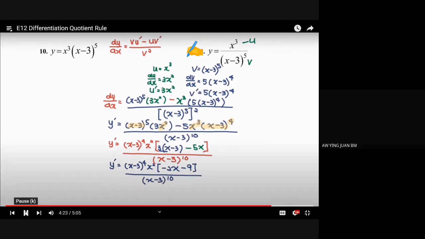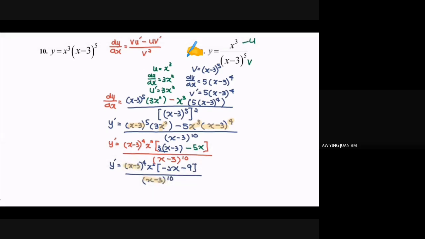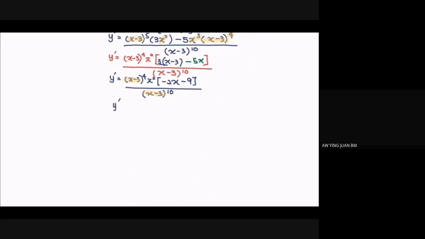Next, we can y prime equals to (x minus 3) to the power 4, x squared bracket 3x minus with negative 5x, and we will have negative 2x, then negative 9 over (x minus 3) power of 10. Notice that we have common terms and we can simplify the situation. So now y prime will be equals to, simplify, then we will have x squared (negative 2x negative 9) over (x minus 3) to the power of 6.